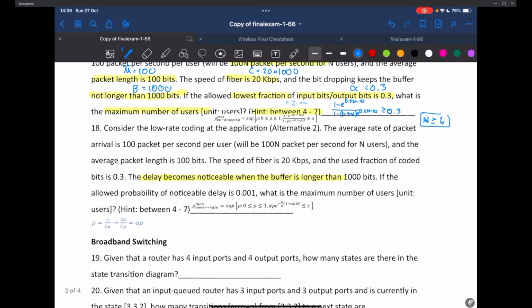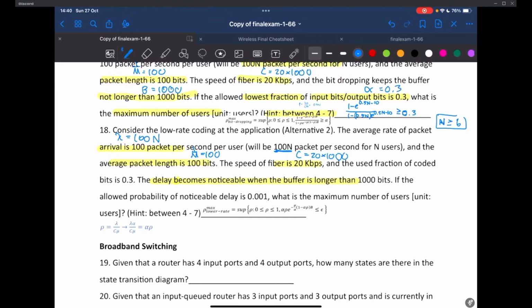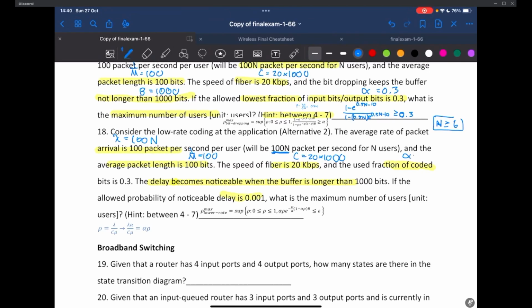Alpha times rho we get is, alpha here is... oh no, let's break it down. The average packet rate here is lambda, 100. Yeah, there we go, 100, my bad, I forgot 100 here. And packet length here is 100, so 1 over mu is equal to 100. C is 20 times 1000, and alpha is 0.3, and the delay beta is 1000. So you can find the maximum users here. We know all the variables, just plug it in and figure it out.